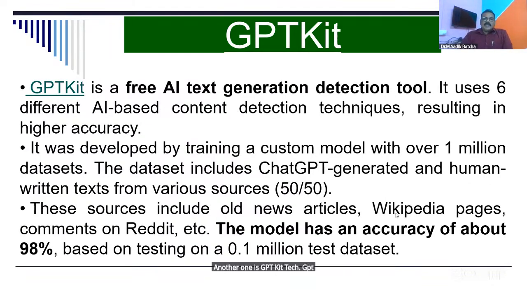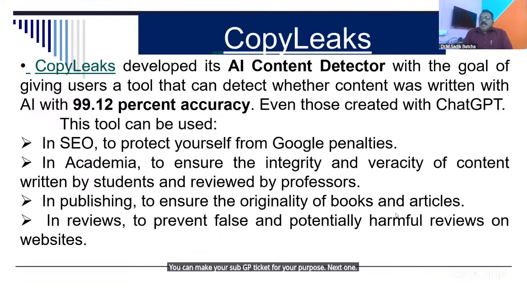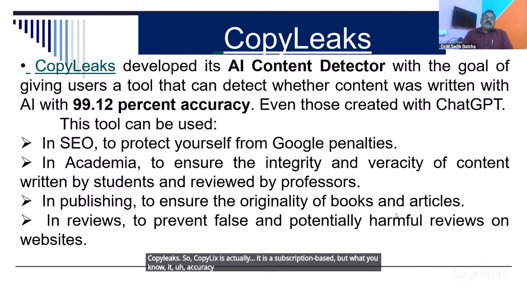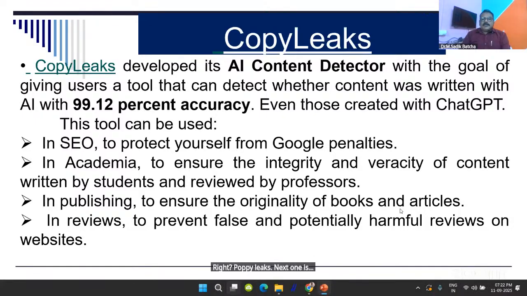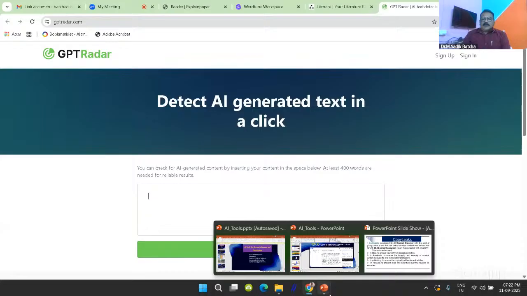Another one is GPT Kit. GPT Kit is a free detection tool actually. You can make use of GPT Kit for your purpose. Next one, Copyleaks. Copyleaks is subscription based, but its accuracy is 99%, 99.12%, right? Copyleaks. Next one is, sorry, not online.